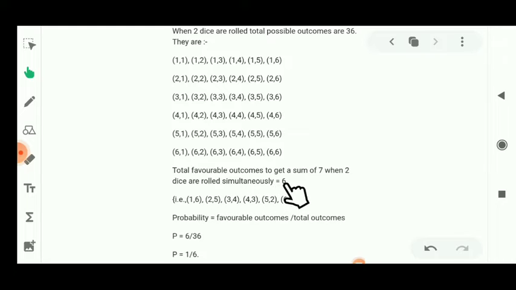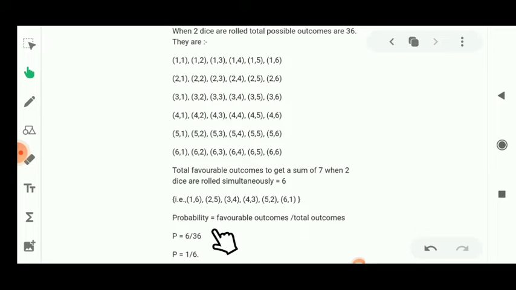So because we want the favorable outcomes, it will be a sum of 7. That means only 6 favorable outcomes, that is 1 6, 2 5, 3 4, 4 3, 5 2 and 6 1. You can see here all the values, that is a sum of 7.